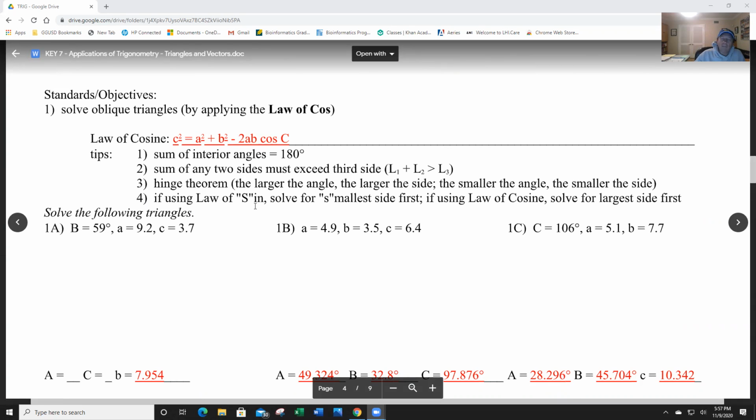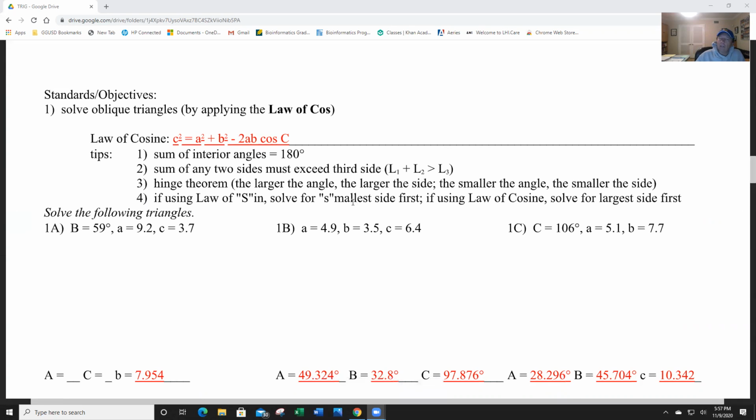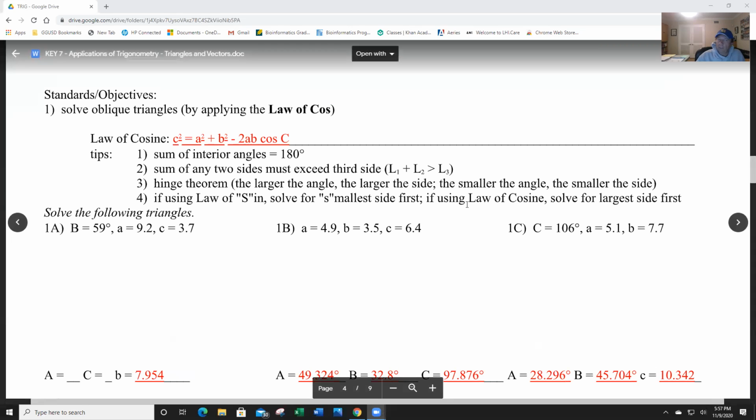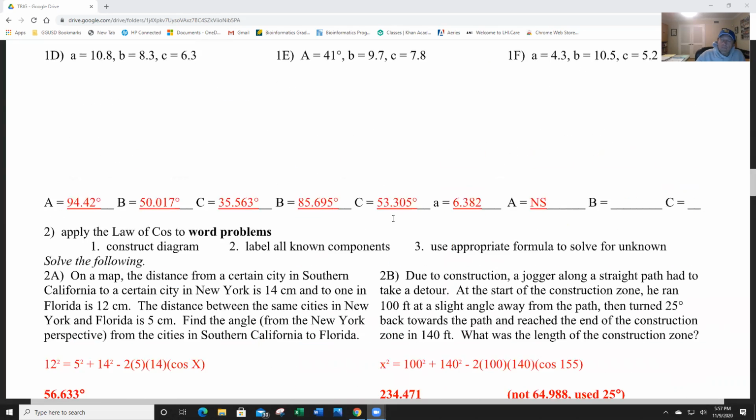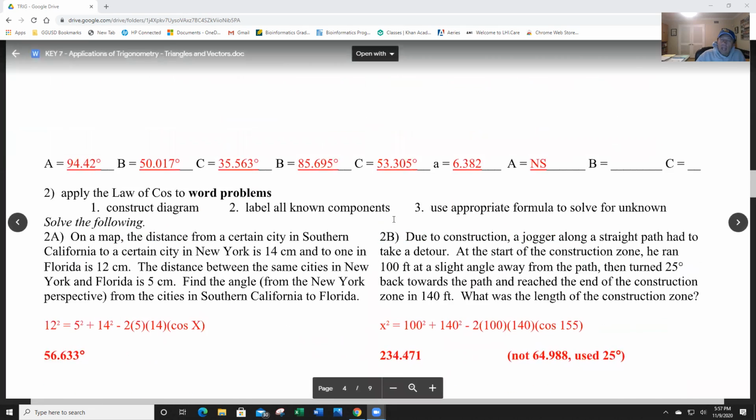If you solve for the law of sine, solve for the smallest side first. Law of cosine, solve for the largest side first. Okay? So with all that in mind, we're going to go to the last 3 problems.